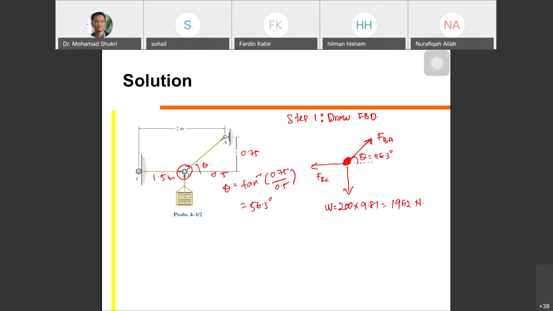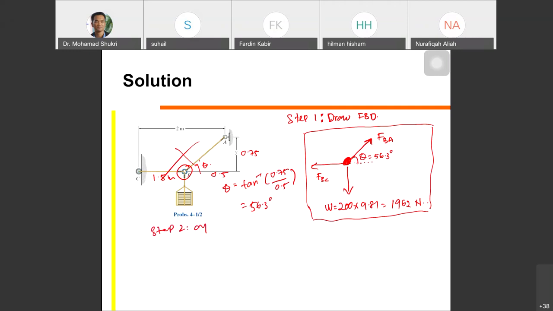So when you finish this FBD, you no need to look into here anymore. Just look at your FBD to solve your equation. Because for the FBD, you have some marks, even if your answer is wrong. So when you draw the FBD, you get some marks for your examination or test. Remember step two.